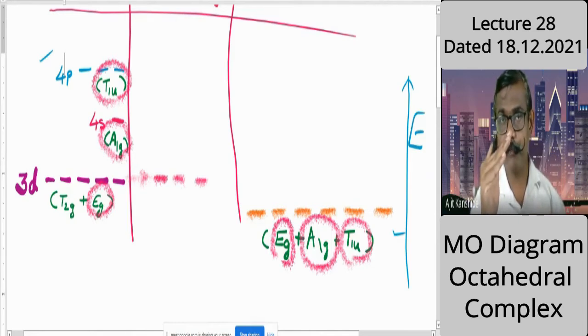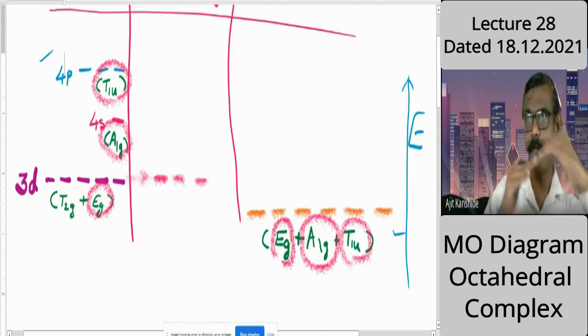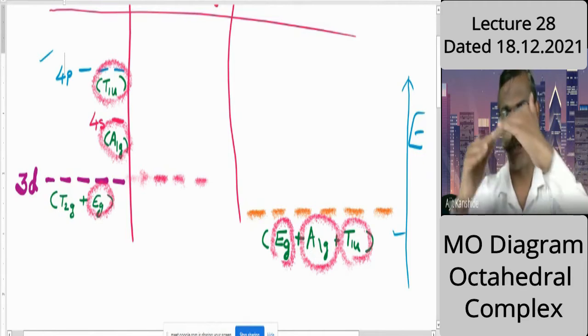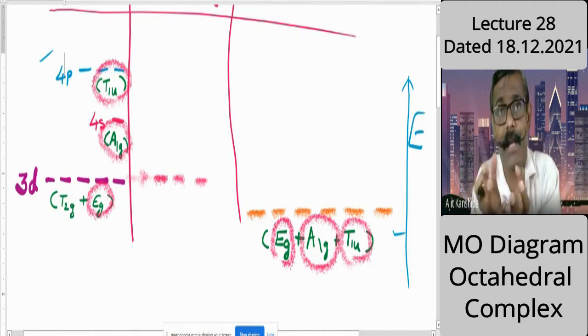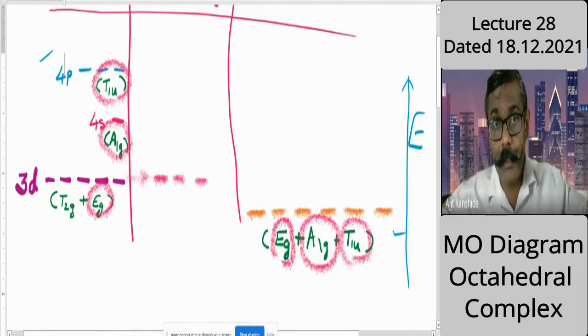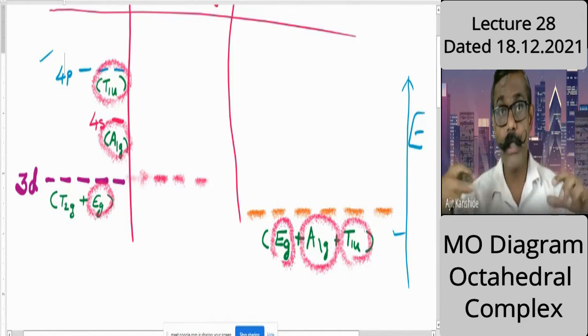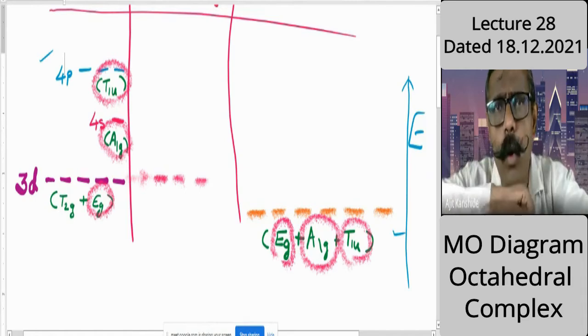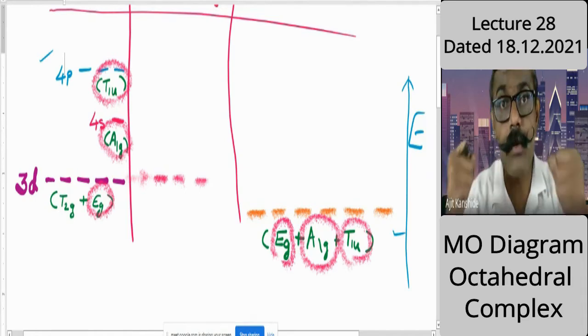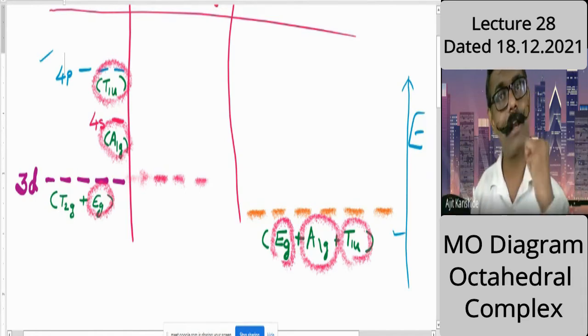I am with A1G and I am with T1U. EG, A1G, T1U. It's an energy sequence, or orbital sequence, in a metal ion, and the metal is the center. Now ligand group orbitals, ligand symmetry orbitals, are combined. So with whom will there be the strong overlap, with whom will there be the strong interaction? Three options are there with you.